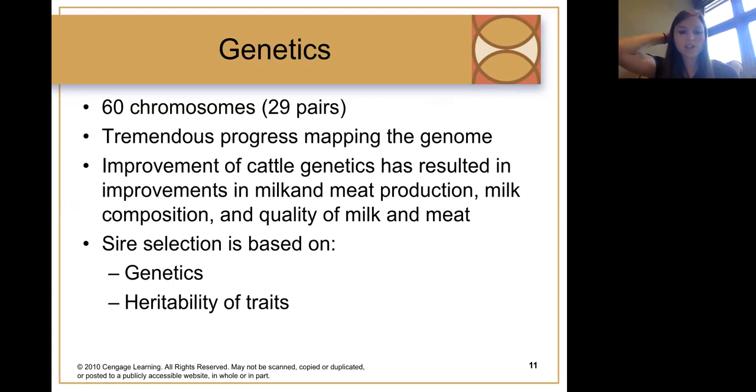So sire selection, which if you remember, sire is the father. That selection is based on genetics and then the heritability of the traits. So how likely is it that those traits are going to be passed down to the offspring? Different traits are more heritable than others. So that's important to look at. It may have a really good trait, but the trait may not be very heritable, which means that the chance it's going to actually be passed on is pretty low.